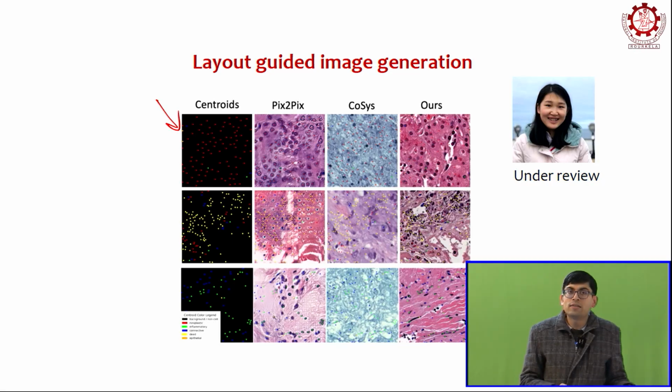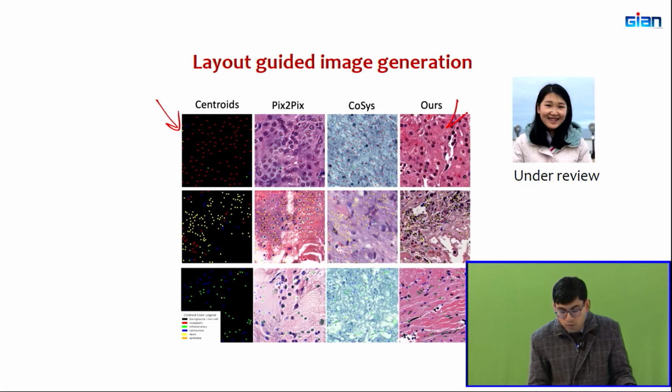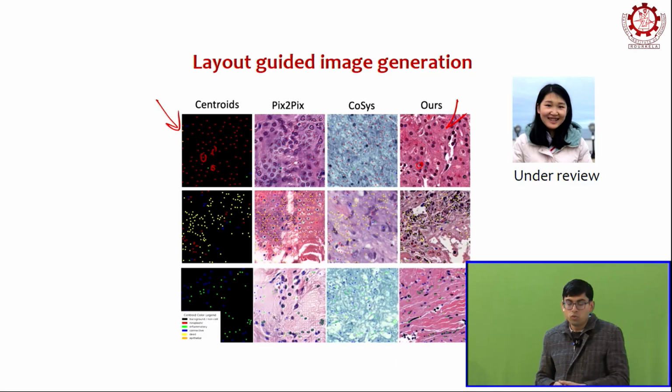We just provided the centroid and we asked the model, okay, can you take this centroid map and generate for me a patch of breast cancer image? And that's what it gave me. What you see here is that the nuclei are exactly in the same position as the centroid map. Now there are obviously multiple uses here.